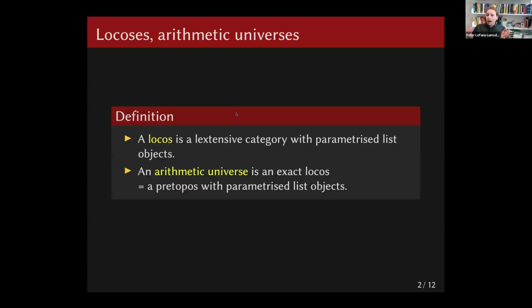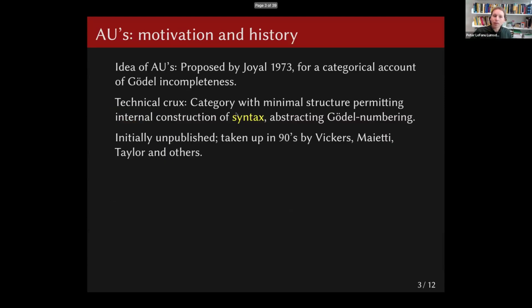So the setting I'll be looking at is arithmetic universes and their companions, locuses. The formal definition one could give very concisely as a category, very simple. It's an extensive category of parameterized list objects, and then for an arithmetic universe, you add exactness. But it's one of those definitions that, if you haven't worked with the things before, is not very transparent. So I want to break down a bit of the background and why these are useful, what these give us.